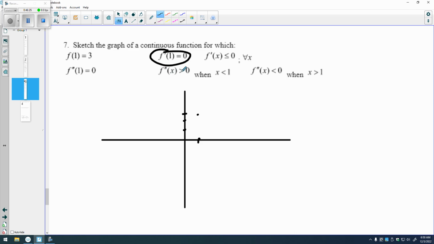F double prime is concave up, or sorry, my function is concave up when it's less than 1. Yep, that makes sense. And my function is concave down when it's greater than 1. Yep, so I have an upside down cubic again with no relative min or maxes. And there we go. All right, number 8.